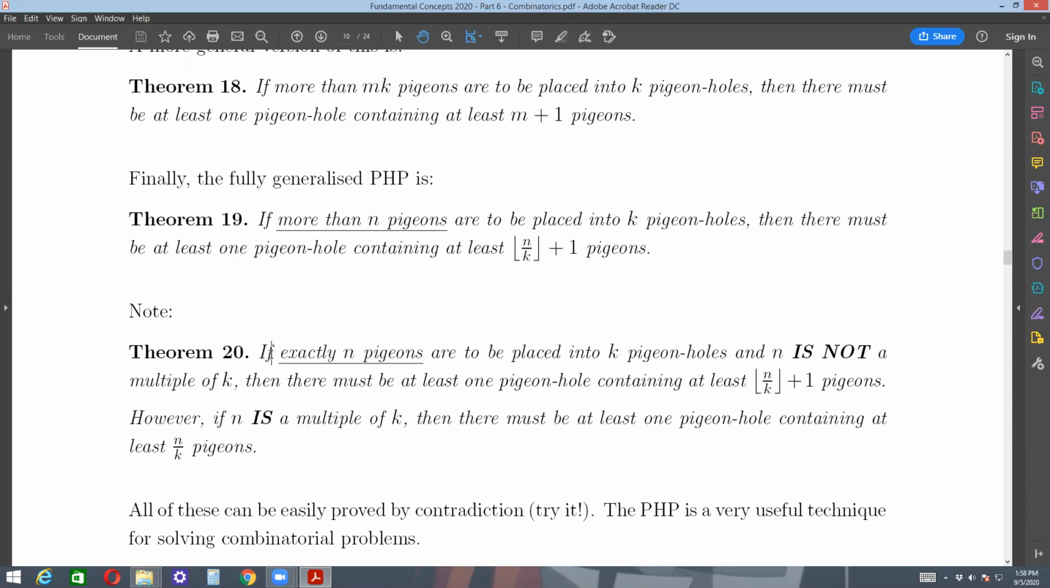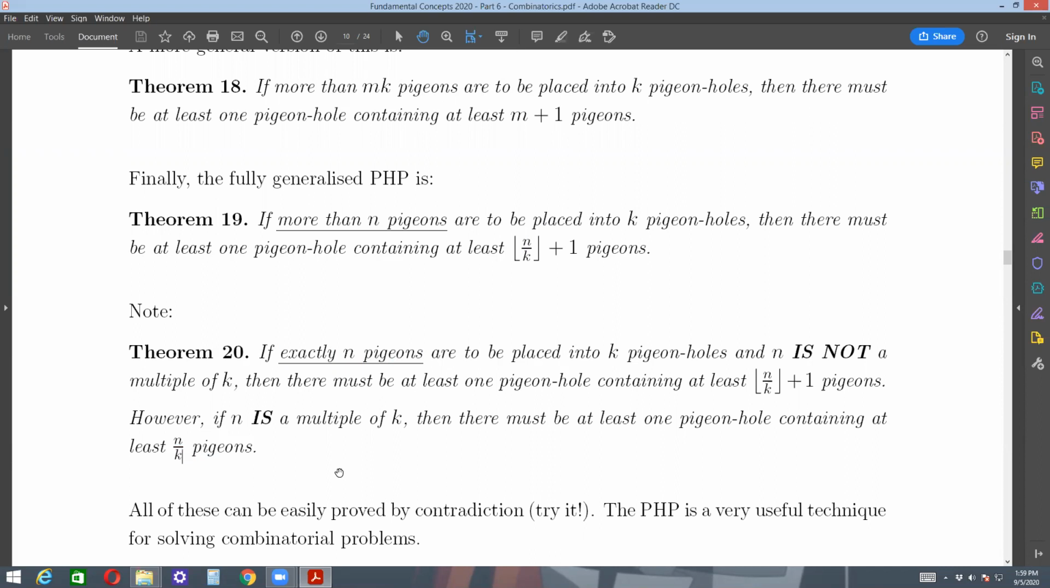Now if you had exactly n pigeons, then you actually have 2 cases to consider. If it's exactly n pigeons and you're trying to place those in k pigeonholes, suppose first that n is not a multiple of k. Then the answer again would be floor of n over k, plus 1. But if n is a multiple of k, then this is not necessarily going to be true. If n is a multiple of k, then the answer is just n over k.